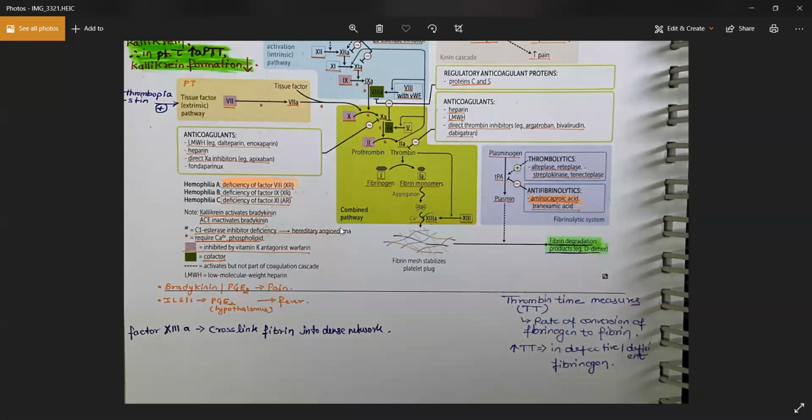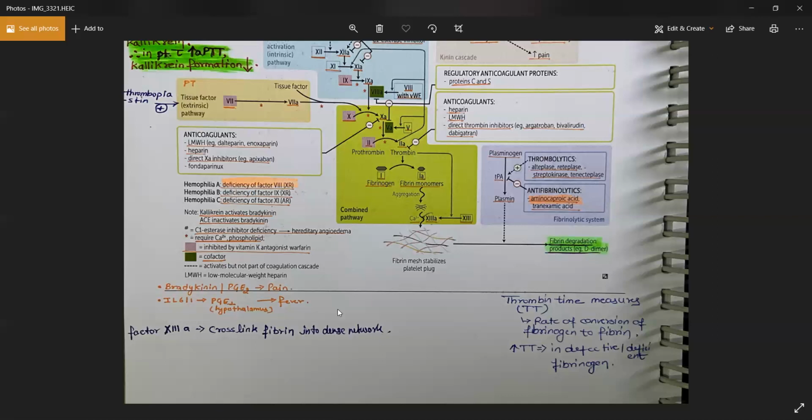And in case of hemophilia A, you will have a deficiency of factor 8, right? And when a deficiency of factor 8 occurs, the intrinsic pathway is inhibited and you will have a high level of APTT. In case of hemophilia B, you will have a deficiency of factor 9, which is also a part of the intrinsic pathway, so you can have a high level of APTT again. In case of hemophilia C, you will have a deficiency of factor 11, and again, you will have a high level of APTT. Is that okay?